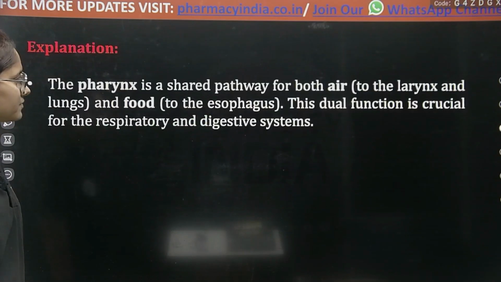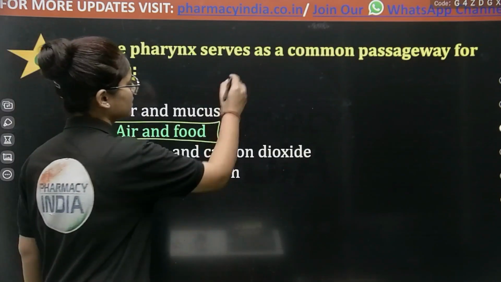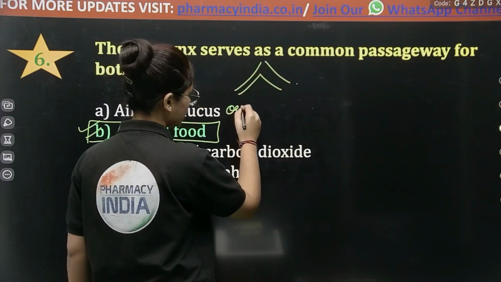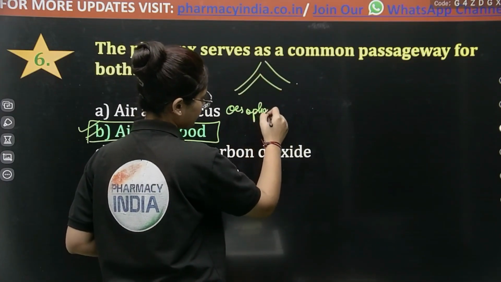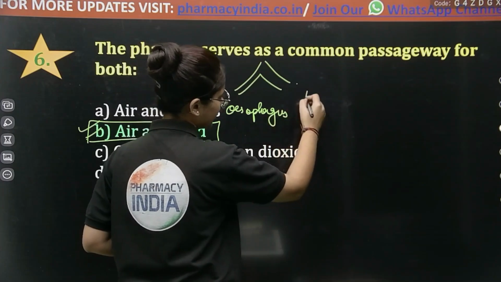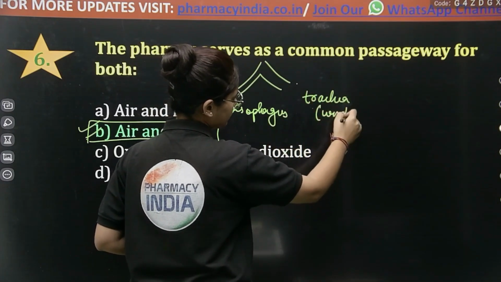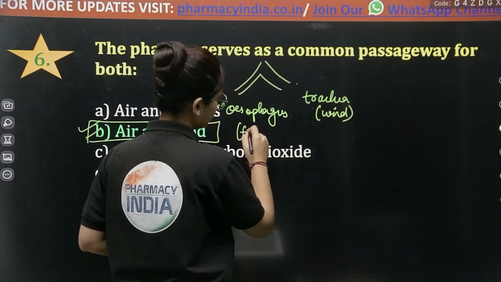Clear? After that, it is classified into two main parts: esophagus, which is also known as food pipe, and trachea, which is also known as windpipe. It is the windpipe and it is the food pipe.